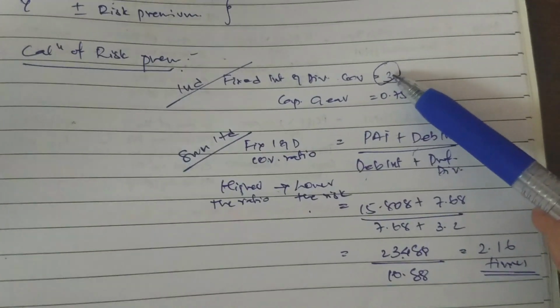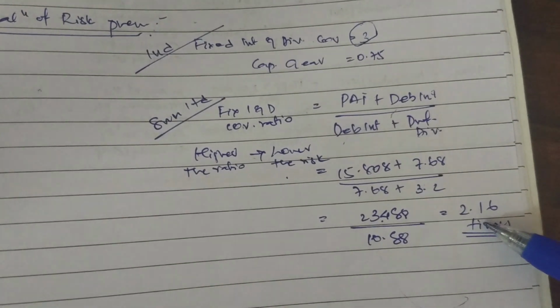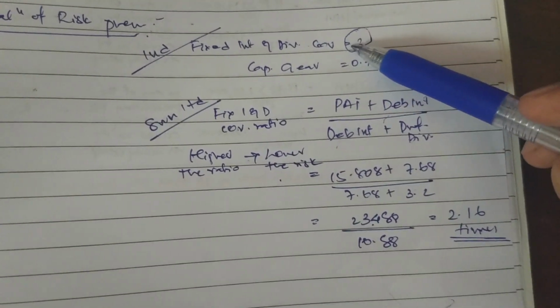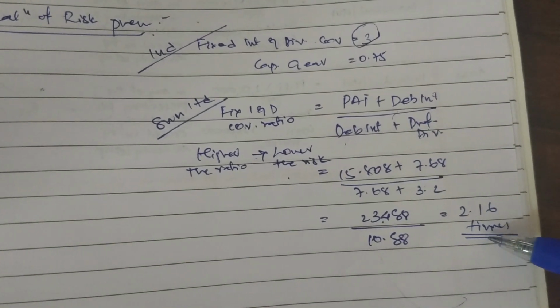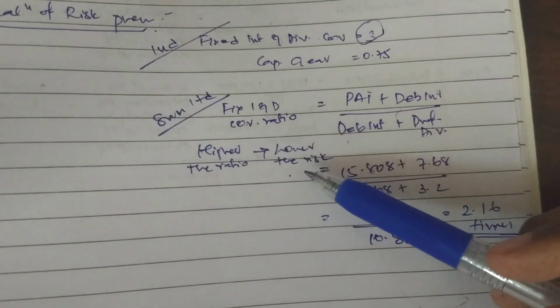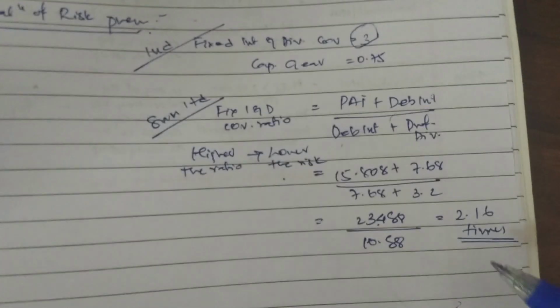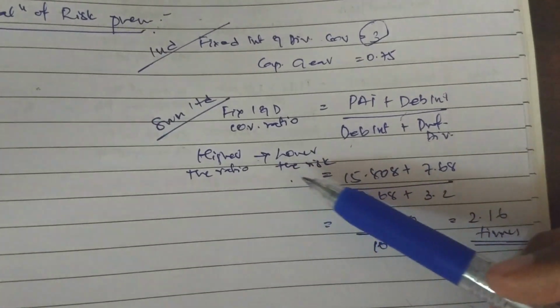had it been 3, it would have covered so much of the risk. But here it is only 2.16. I hope you understand this. Had it been 3, the profit could have covered more of debenture interest and preference dividend. However, here it is only 2.16, so the coverage is less. So higher the ratio, lower the risk. Since we have a lower ratio compared to 3, lower the ratio, higher the risk.